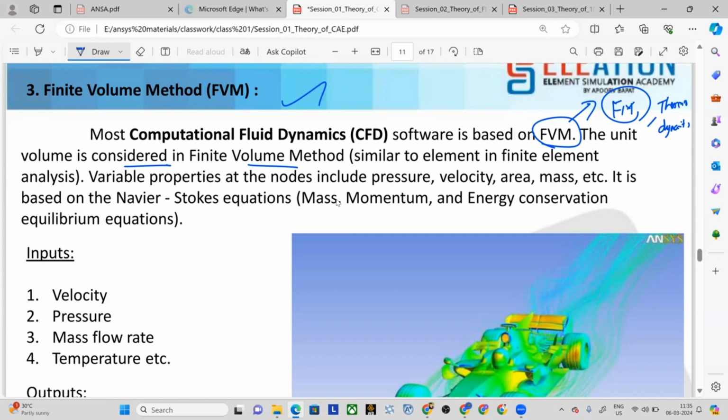Now here the entire analysis is based upon these three equations: law of conservation of mass, law of conservation of momentum, and law of conservation of energy. And you know that this finite volume method is completely based on the Navier-Stokes equation. Its origin is actually from the Navier-Stokes equation. So here you will deal with variable properties like pressure, velocity, area, mass, etc.